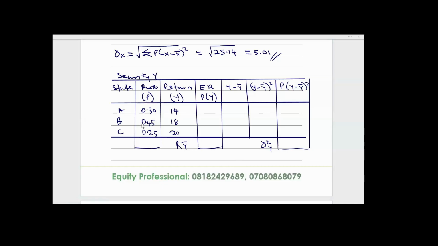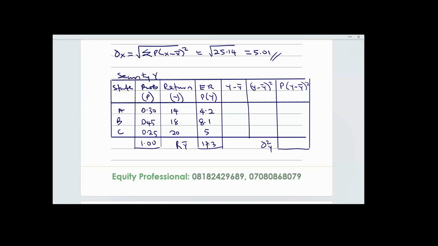Now, Ruth, give it to me. 0.3 multiplied by 14. What do you have? 4.2. 0.45 multiplied by 18, 8.1. 0.25 multiplied by 20, 5. Add it up, 17.3. So the expected return of security Y is 17.3. So let's calculate variance.